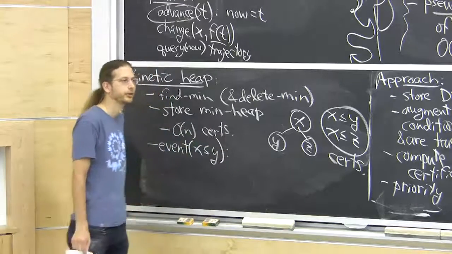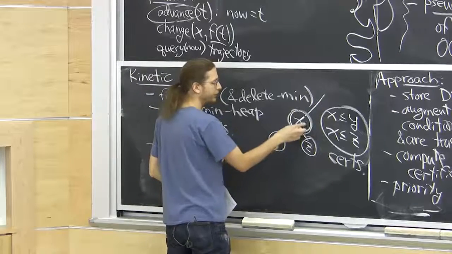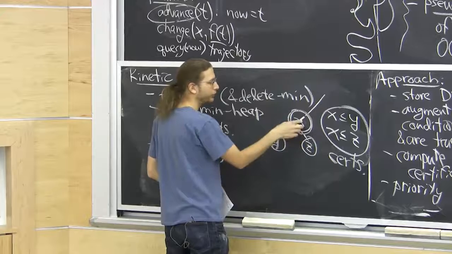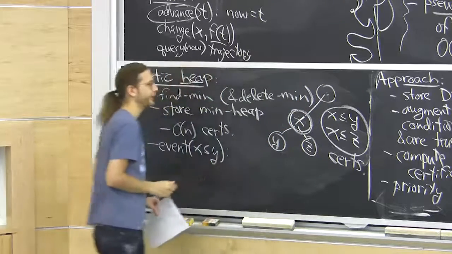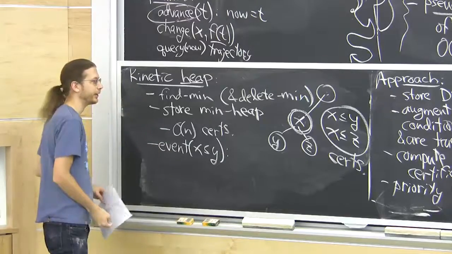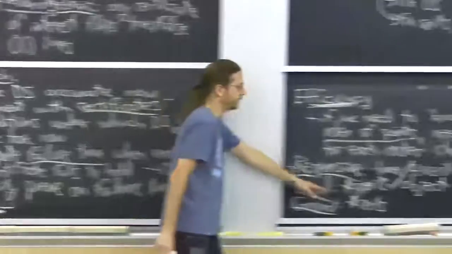Question? Because x is involved, why is it 3? X is involved in the certificate with its 2 children and with its parent. Its parent has a relation as well. Yeah, so you have to be careful in counting locality. How many certificates is each object in?